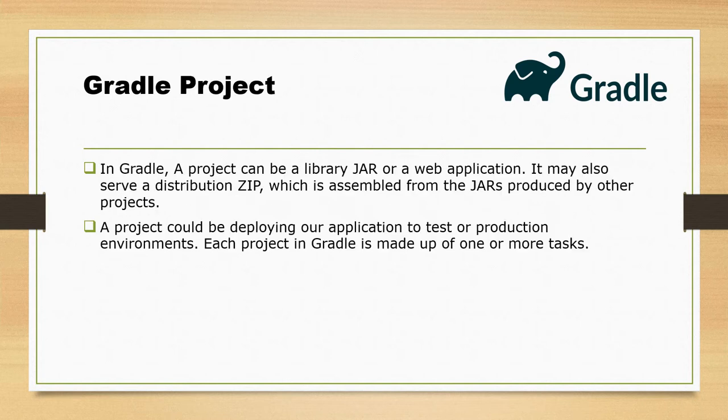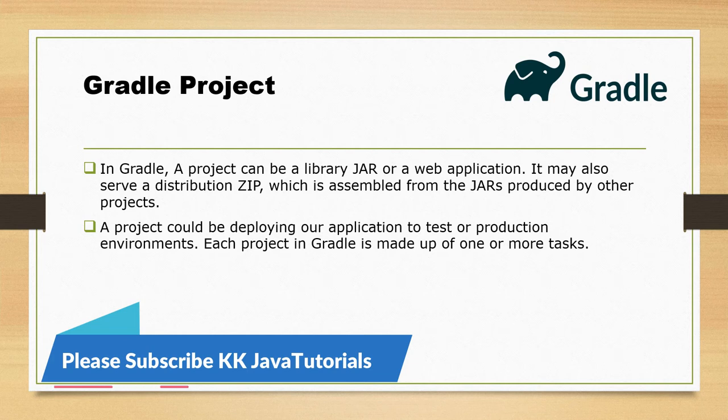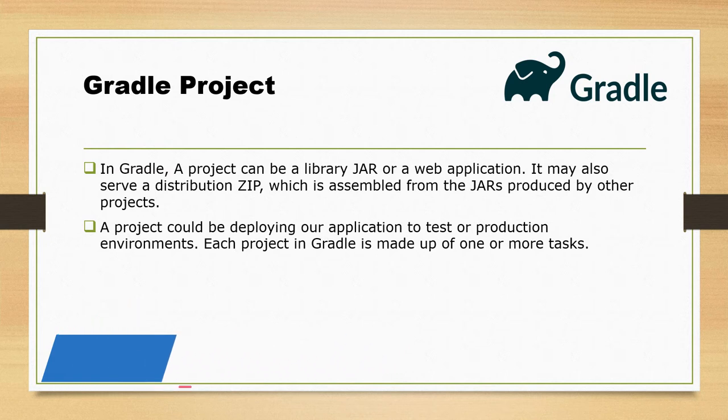Now let's move ahead and try to understand what a Gradle project is. In Gradle, a project can be a library jar or a web application. It may also be a distribution zip which is assembled from the jars produced by other projects or applications, right? So these are examples of a project: creating a library jar, a web application, or a distribution zip assembled from the jars produced by some other projects. That is nothing but distribution zips.